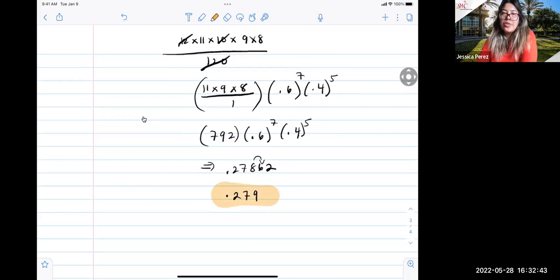Okay, so this is the last part of 11.4. I did a lot of problems with that. So it's just practice and practice and practice, making sure you know how to use your calculator appropriately.